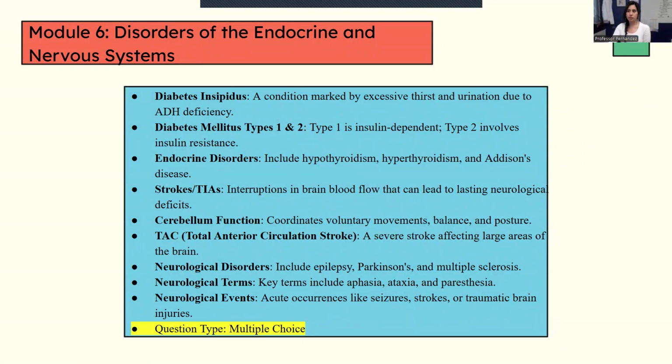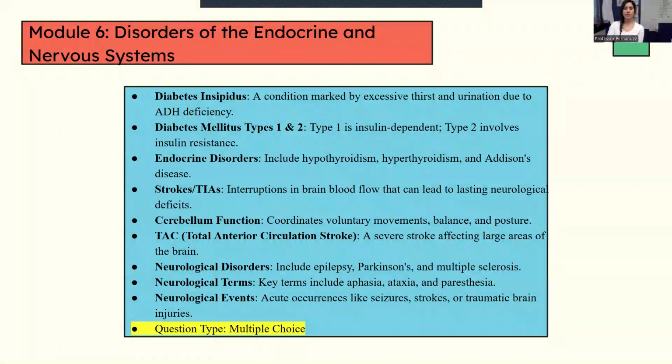We have endocrine disorders, so this would include hypo. Hypo is low, hypothyroidism, so low thyroid, and then hyper. Remember, hyper, you're higher. So hyperthyroidism would be the high thyroid. And then Addison's disease, so this would be the weakening of those adrenal glands.